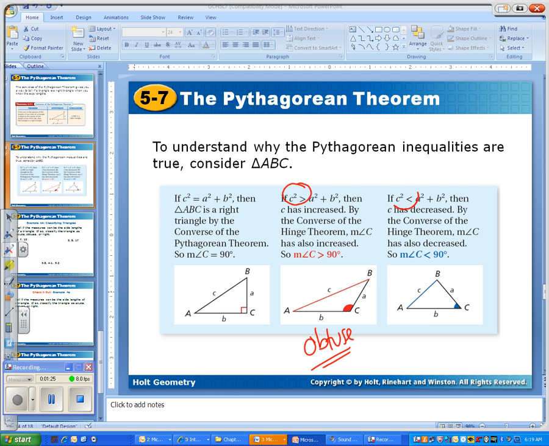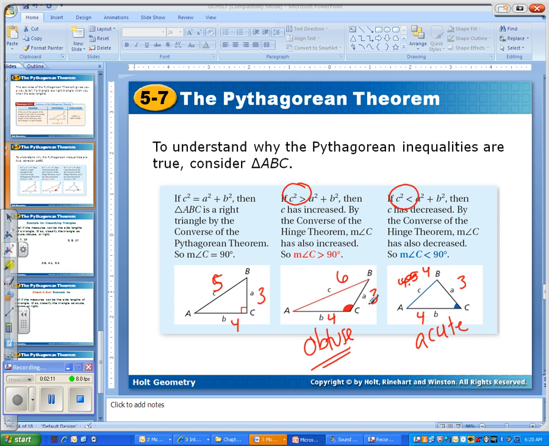Similarly, if c squared is smaller or less than a squared plus b squared, it's going to be an acute triangle. And this picture shows why. We haven't talked about the hinge theorem, but we did talk about inequalities in triangles. And if two side lengths are the same, so let's say A and B in all of these pictures have not changed. Let's say A is 3 and B is 4, and here C is 5. Here A is still 3 and B is still 4, and C this time happens to be 6. And same here, we have 3, 4, and let's just have 4.